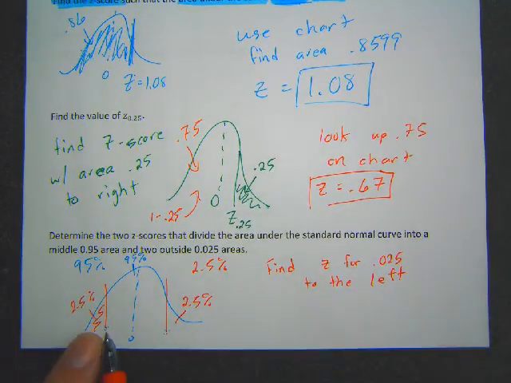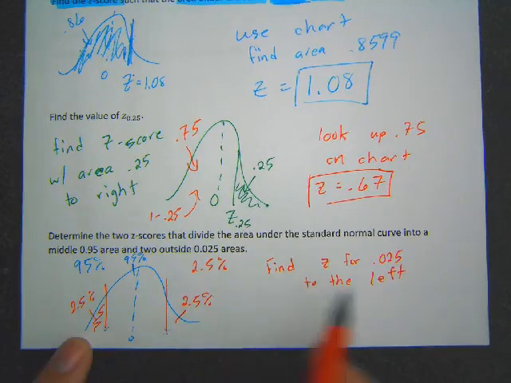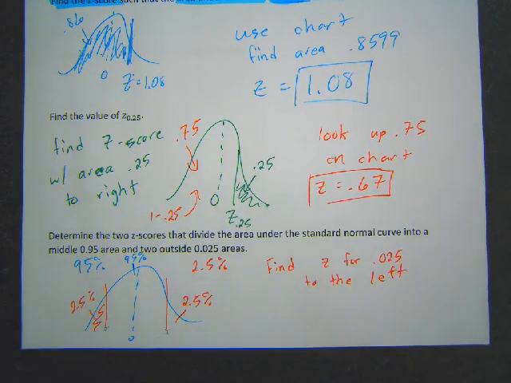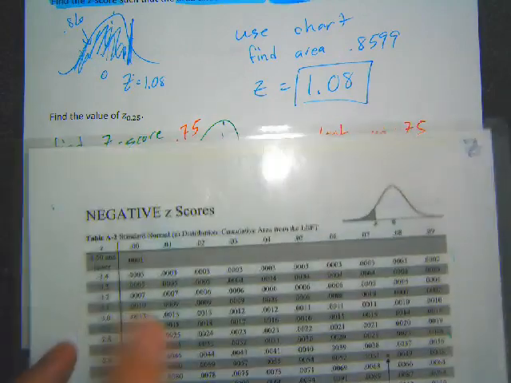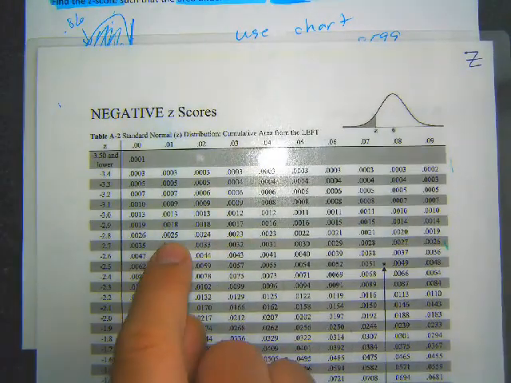Because once we know this score, which will be a negative because it's on the negative side, we can just flip that and get the positive, and we'll know this score. So let's find the negative one, and then we'll flip and get the positive. So I want 0.025. So we'll look at the negative side now. I'm doing negative 0.025 on my chart. So 0.025, there it is, right?